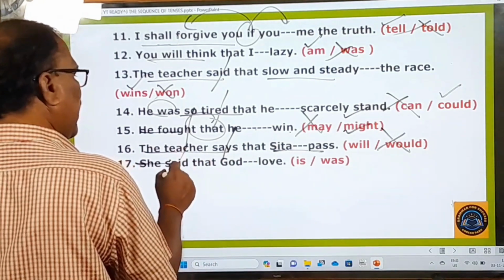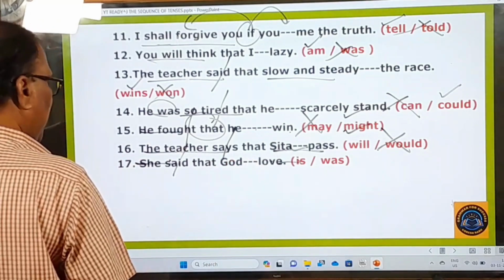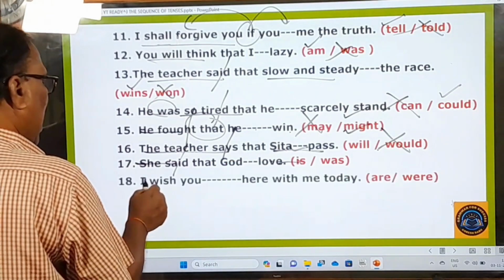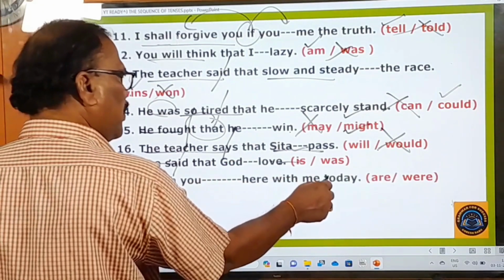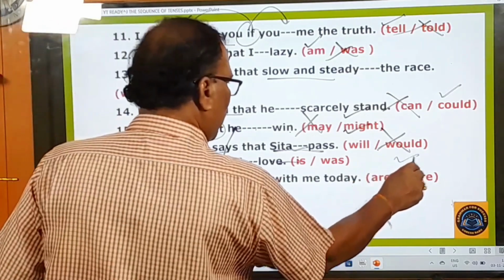Past tense is there here, and here God is love. It is the universal treatment. Right. And the 18th one, I wish you dash here with me today. I wish, after wish, what should we use? Only were you have to use.